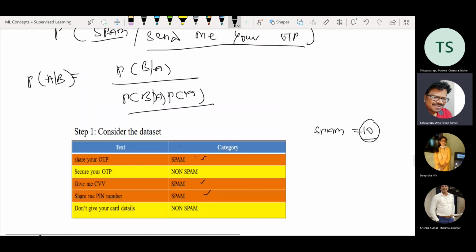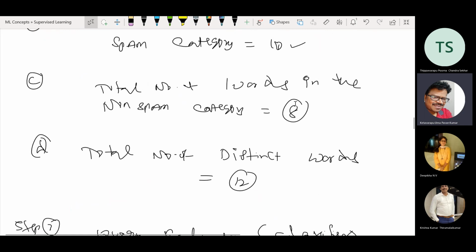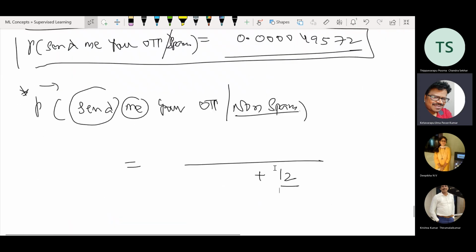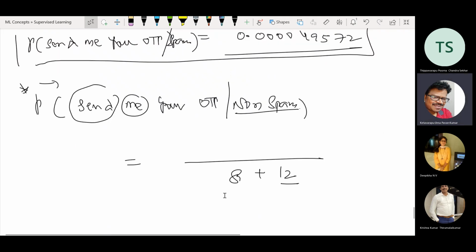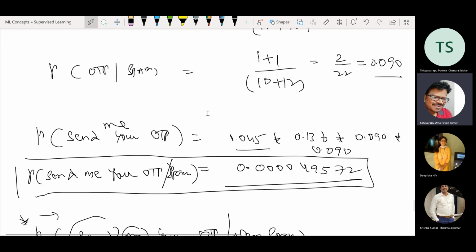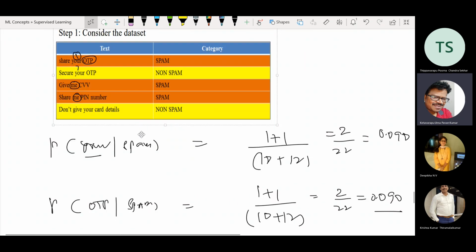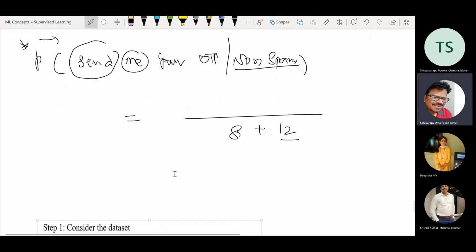Just to go up, we have already computed that. How many non-spam are there, friends? 8. This remains the same for all the computing. So now what we are doing is 8 plus 12. Now I should find out, in the non-spam category, how many times send, me, your, and OTP occurred. To keep it handy, I am copying this and making use of it again here. Now observe here, guys.